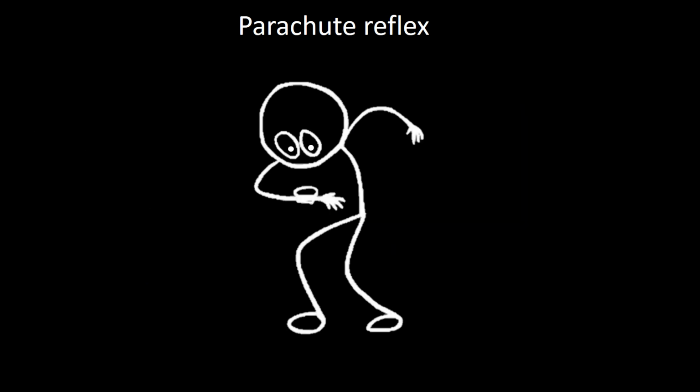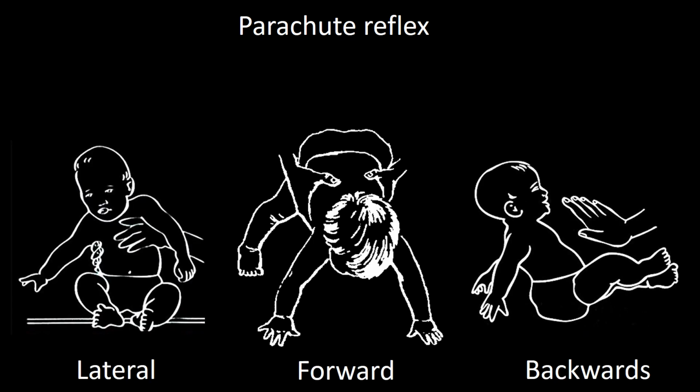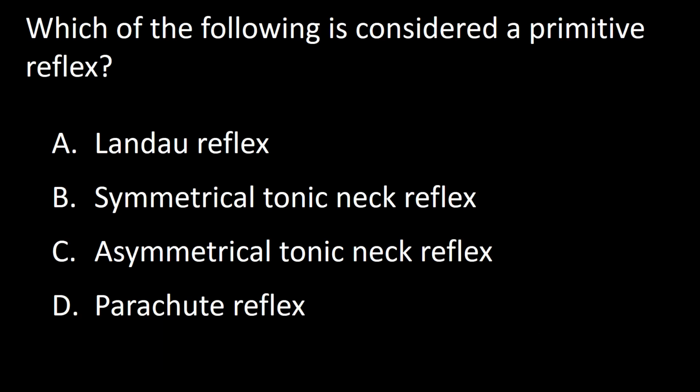One frequent question about parachute reflex is timing. Pressed for a specific timing of the initiation of these reflexes, I would say that the lateral parachute is first present at 6 months, the forward parachute at 9 months, and the backward parachute at 12 months. So the answer to this question is C.